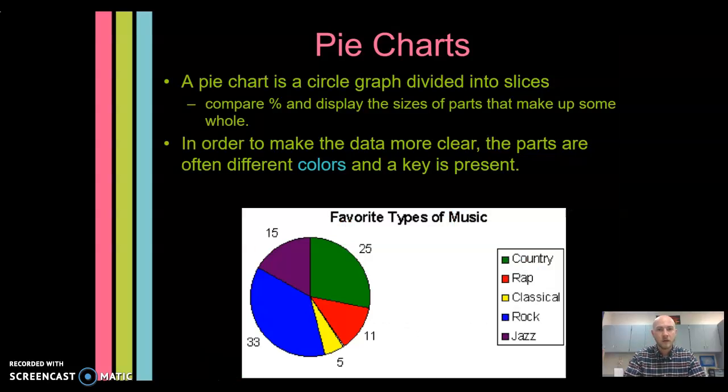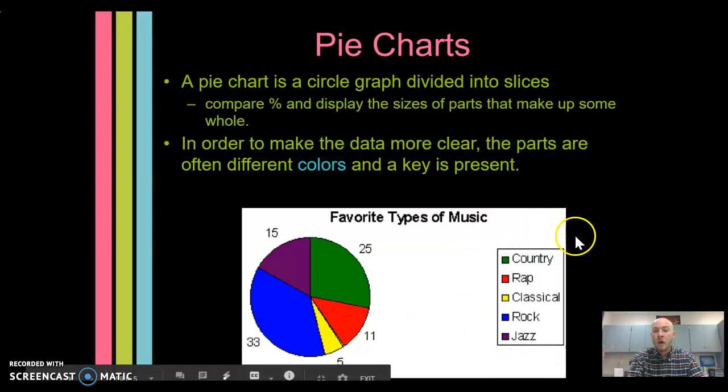The next type of graph we're going to discuss is a pie chart. A pie chart is usually a circle that we divide into slices. We make a pie chart to help us compare percentages and to display what part of a whole something makes up. And in order to make the data more clear, sometimes we put different colors in there. And with the colors, we do have to make a key. This is something we'll talk about again at the end.